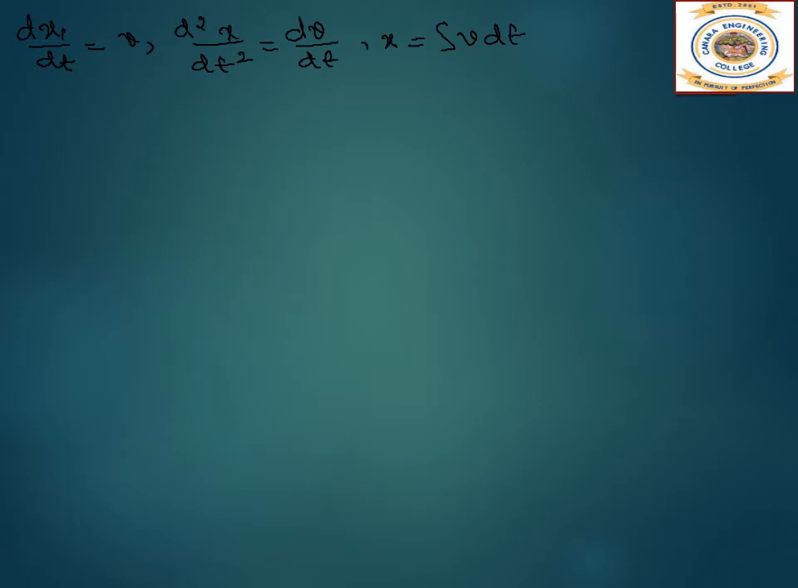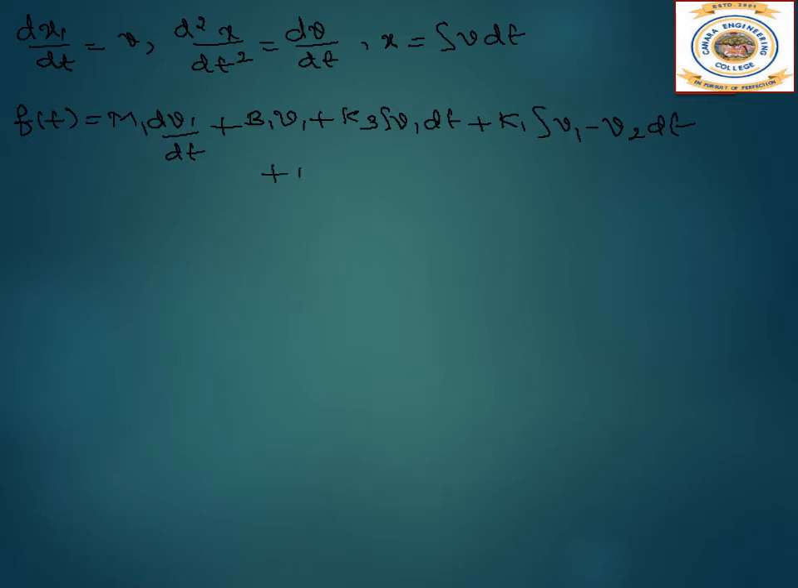So let us substitute now in equation 1. F of t will be equal to m1 dv1 by dt plus b1 v1 plus k3 integral v1 dt plus k1 integral v1 minus v2 dt plus b2 into v1 minus v2.